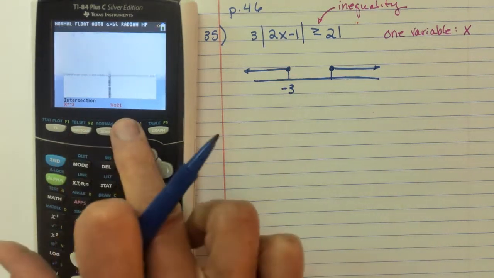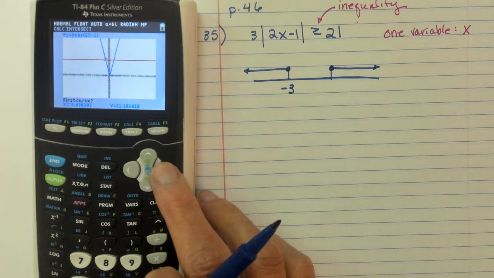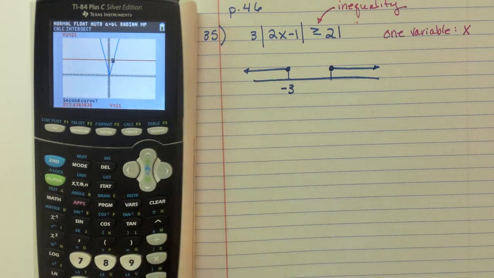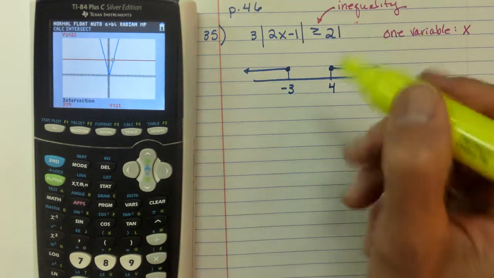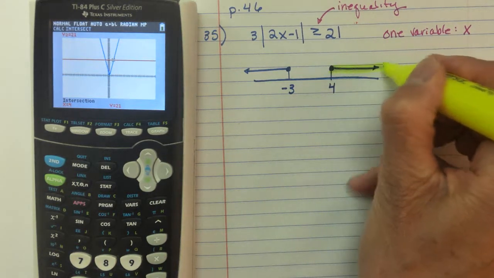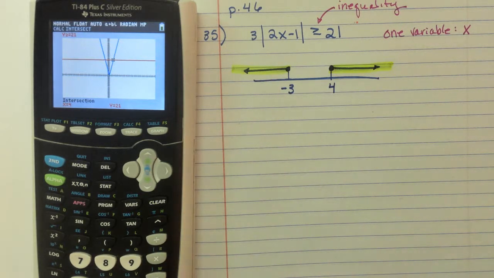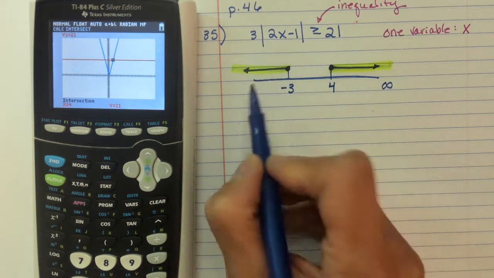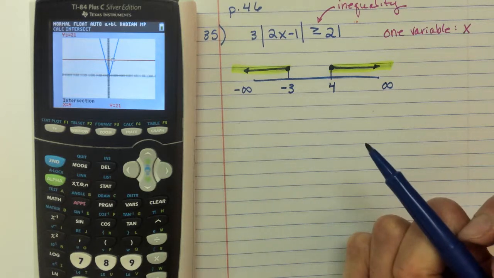I'm going to do second trace. I'm going to do intersect. And then I'm going to move over to the other one. That's close, enter, that's close, enter, enter, and I get 4. Okay, so be careful with this one because my solution is now out here and out here. So what is way over here? We have infinity way over here. And what is way over here? We have negative infinity over there.